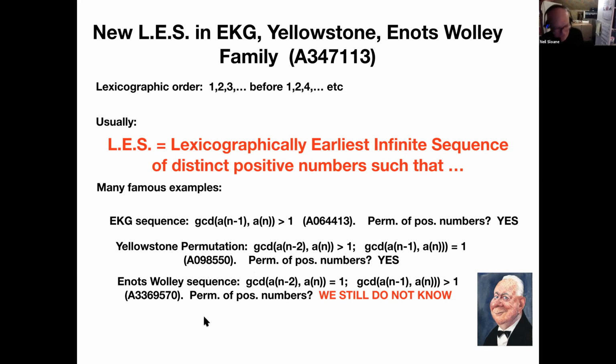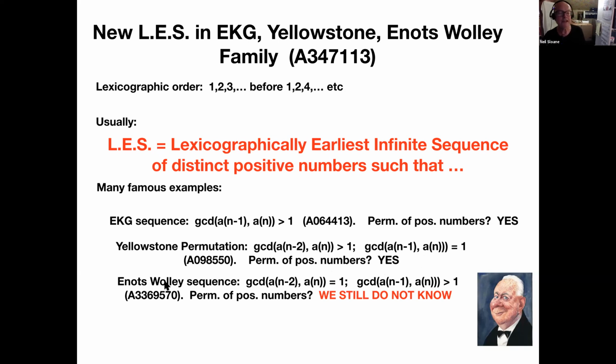This was a contribution from an idea of Scott Shannon. He said, what if we switch these two conditions? So now the condition is it's got to be relatively prime to the term that's 2 earlier, and it's got to have a common factor bigger than 1 with the previous term. So we just switched them. That's why it's called Enots Wolley.